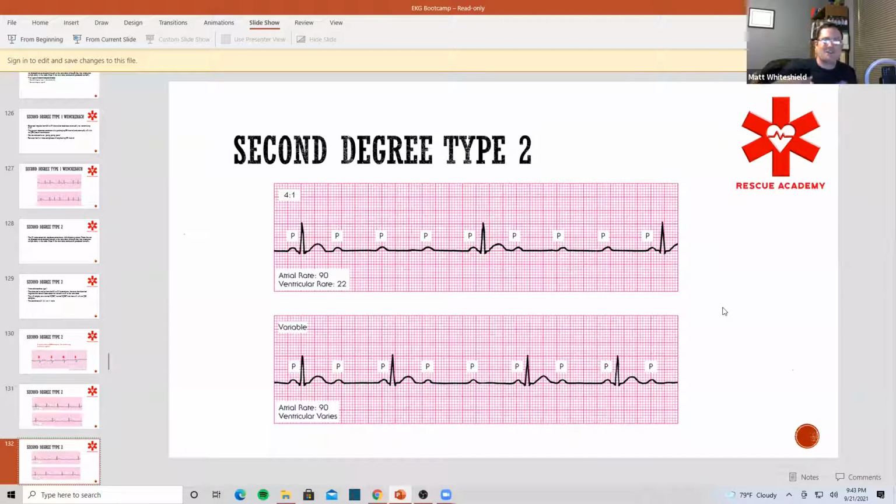Because there's really no need for a T wave, because you gotta remember, what is a T wave? Ventricular repolarization. If the QRS complex is missing, it means that the ventricles never contracted. So that means there's no need for a T wave, because it's not repolarizing, right? So that's exactly what's happening here.